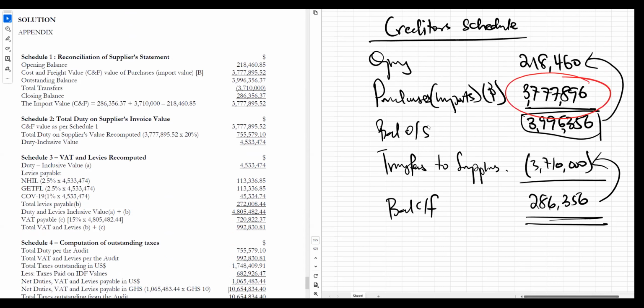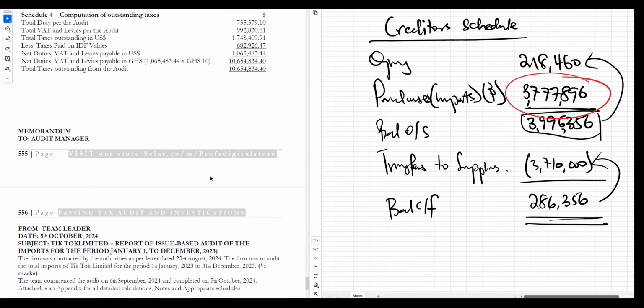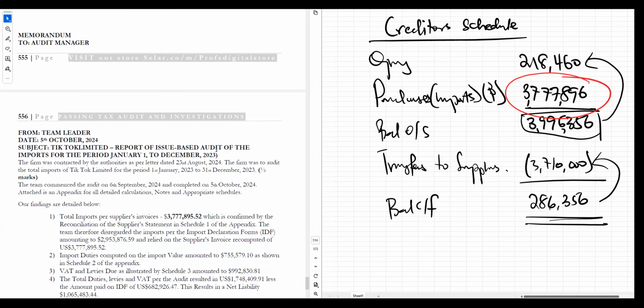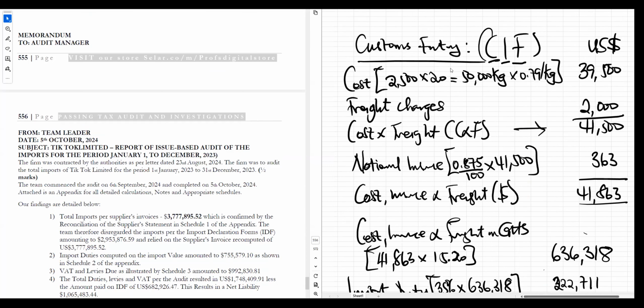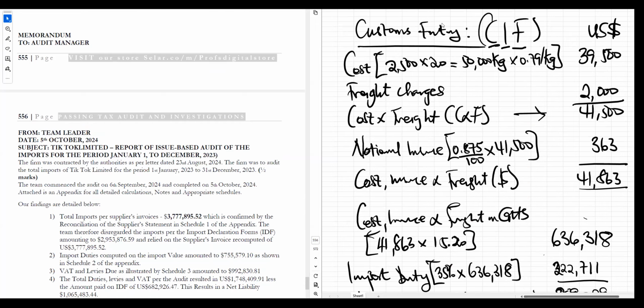So the way we computed the taxes on the customs duties is the same thing. You just have to get the CIF, which is the purchases, and then apply what? The duty, get the duty inclusive value, apply your NHIL, GetFund and VAT on it. Then you add all the taxes like we did. Then you compare to the taxes that were paid. Are you getting it? So all you are doing, you remember the CIF computation that we did? This one. Do you remember? Do you remember this computation?